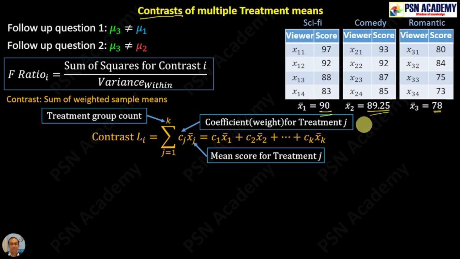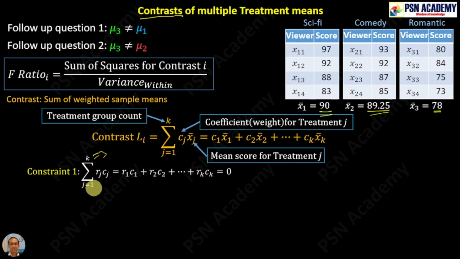Now, the question is, how will you determine the values of these Cj's? For that, we have 2 constraints. Constraint number 1: the summation of j equal to 1 to k, that is k equal to 3, of rj times cj. If you expand this, you get r1c1 plus r2c2 plus dot dot dot up to rkck, and this added value should be equal to 0. Now, what is this rj? Rj is the size of sample j. Here, each of the sample sizes is 4, so rj is 4.